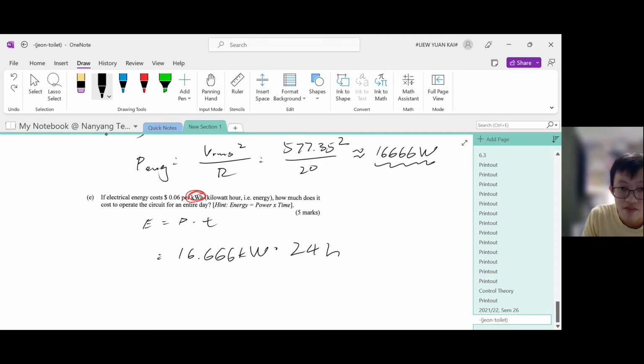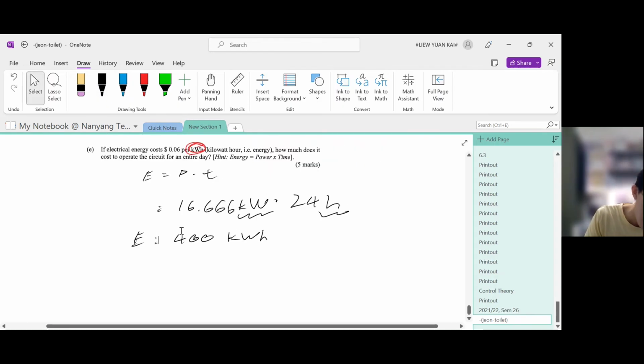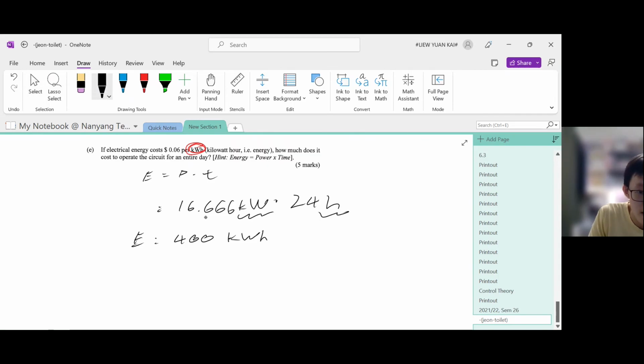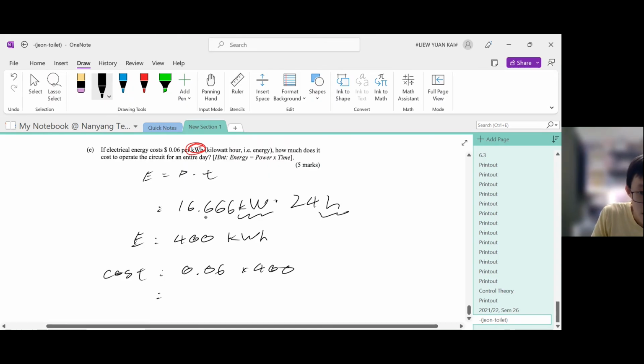So see, kilowatt times hour. Okay. So 16.666 times 24 is 400. And then kilowatt times hour just gives me kilowatt hour. Okay, so this is my energy. Now let's find the cost. So for every kilowatt hour, you need to pay 6 cents. So the cost is 6 times 400. You should get $24. So this is your cost.